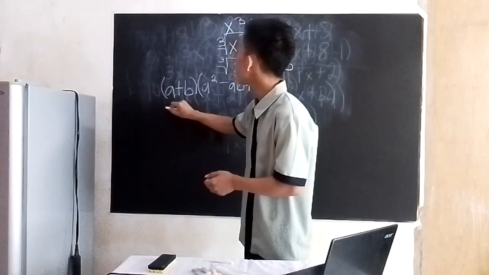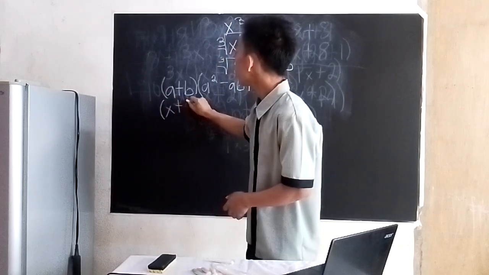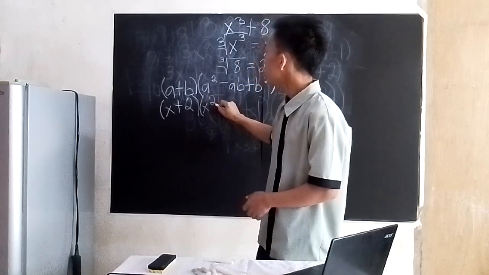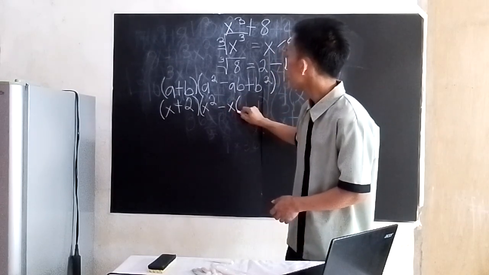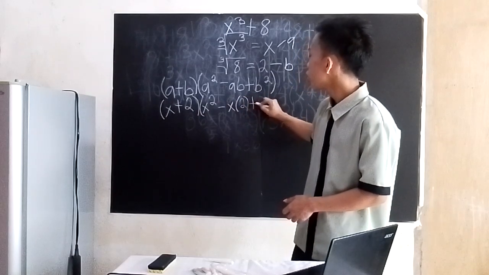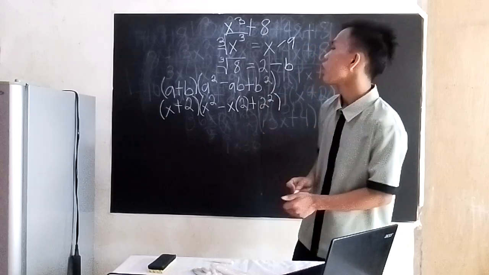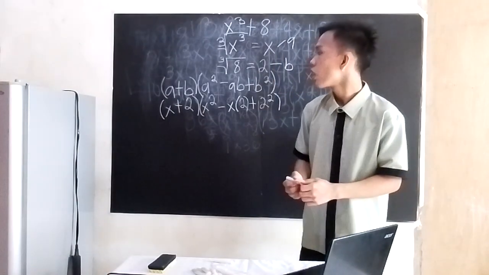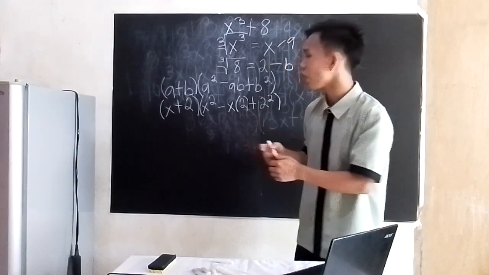Thank you, Mary. So that will be x plus 2 multiplied by x squared minus x multiplied by 2 plus 2 squared. Okay. Our next step is, that's right, so we are going to simplify it.